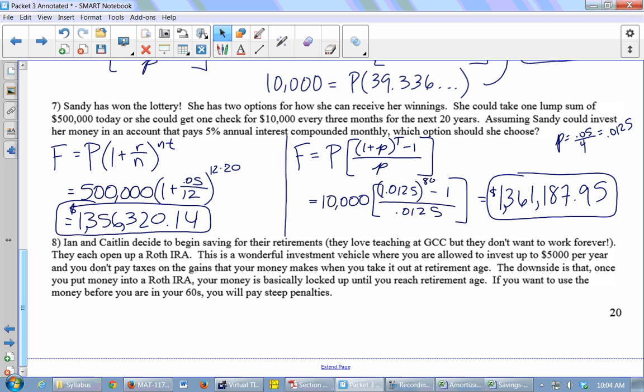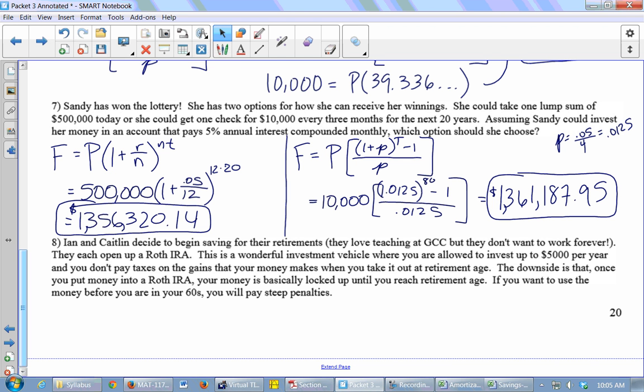Okay, so this is all kind of building up to how we save for retirement. So Ian and Caitlin decide to begin saving for their retirements. We love teaching at GCC, but we don't want to work forever. So we're each going to open up a Roth IRA. It's a wonderful investment vehicle. You're allowed to invest up to $5,000 per year. That number fluctuates based on what Congress says every year. But when I wrote this, it was $5,000 per year.